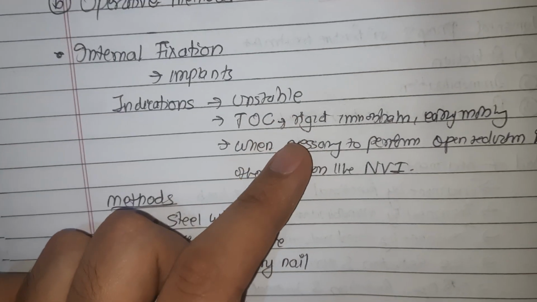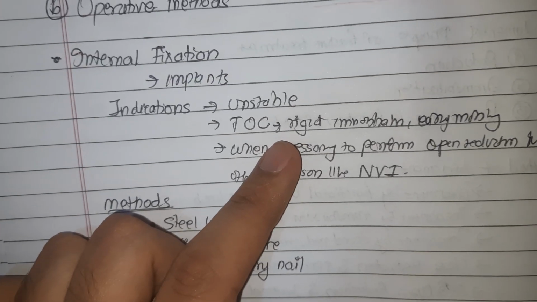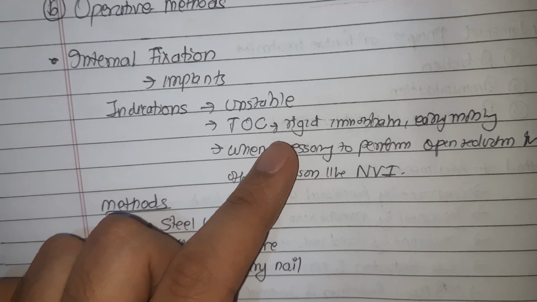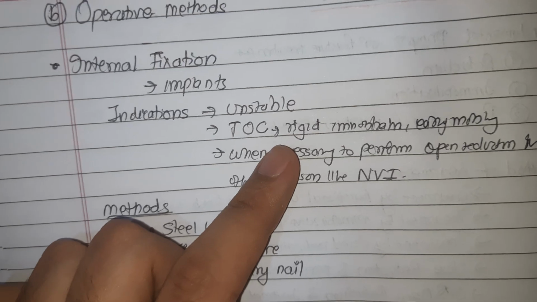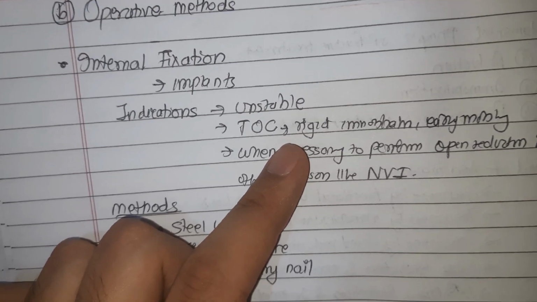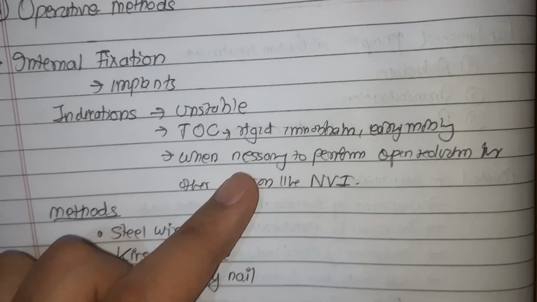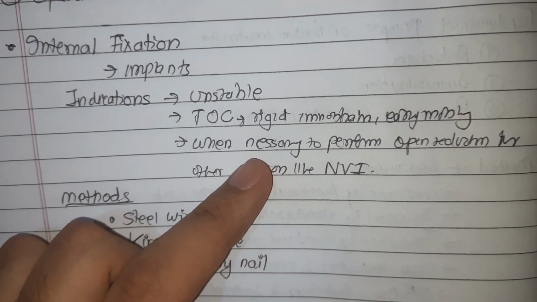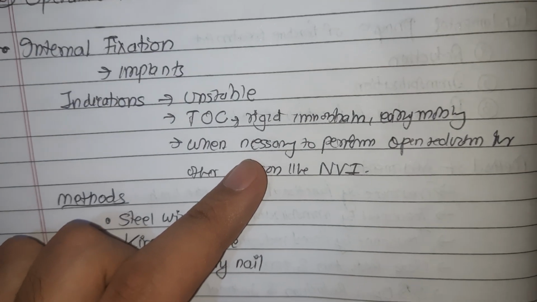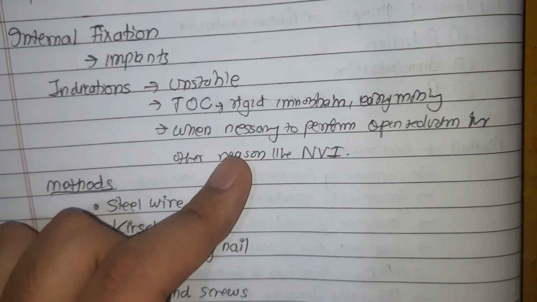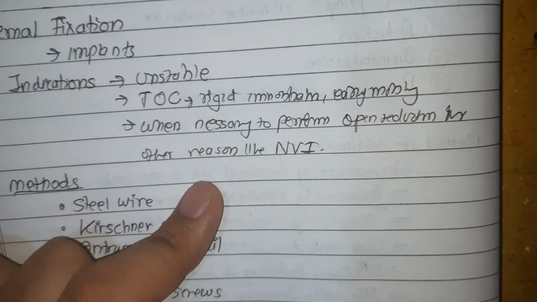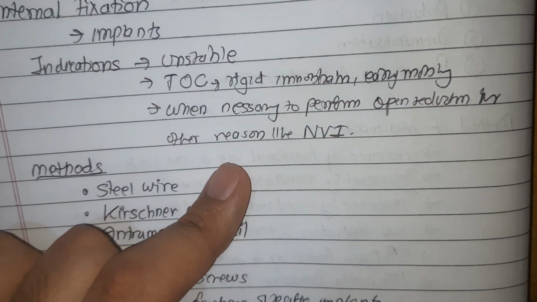And the indication for the internal fixation of fracture may be indicated under the following circumstances, like when the fracture is so unstable that it is difficult to maintain it in an acceptable position by non-operative means. And this is most frequent indication for internal fixation. And it is the treatment of choice in some fracture in order to secure rigid immobilization and to allow early mobility of patient, and when necessary to perform open reduction for other reason like neurovascular injury.